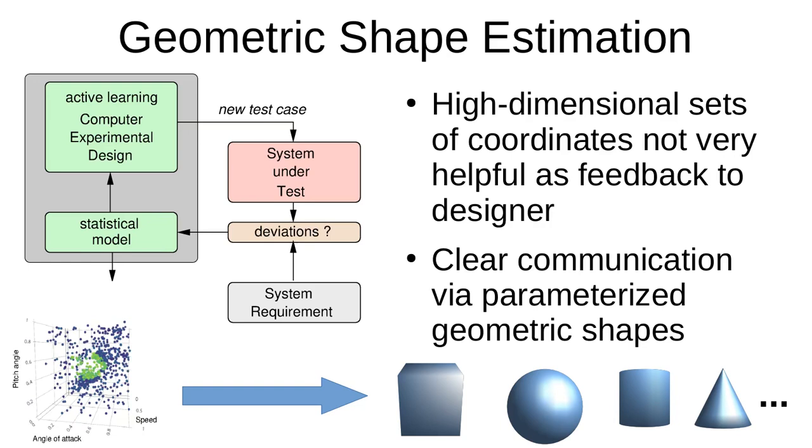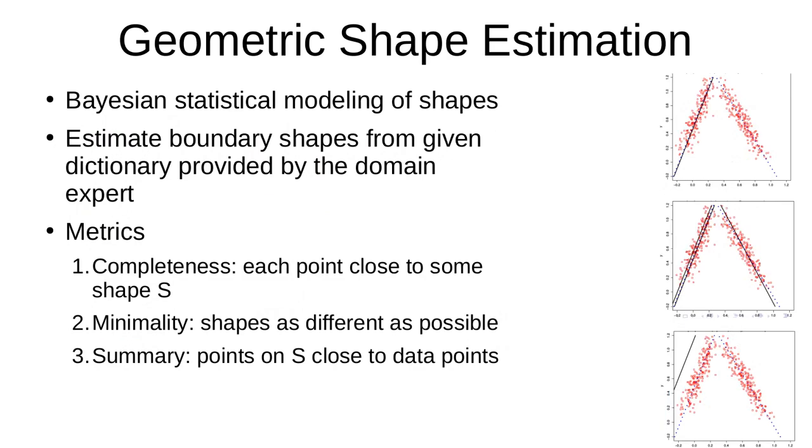So our geometric shape estimation is using Bayesian techniques to convert the point cloud of the statistical model into parameterized geometric shapes. So we do a statistical modeling of the shapes and estimate most likely shapes from a given dictionary provided by the domain expert. On the previous slide we saw boxes, spheres, cylinders or cones. These are in a library, and the Bayesian estimation routine of our framework gives a best likelihood estimation on which shapes and how many shapes are available.